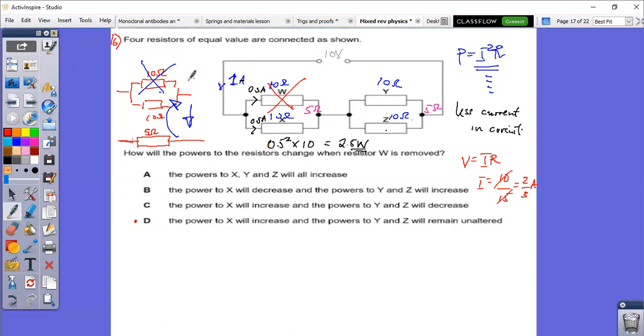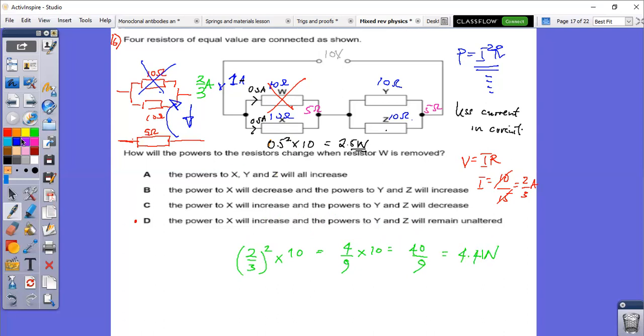So now the current has decreased, we are now at 2/3 of an amp. We're in the new situation where this has been removed. Okay. So what will the power to this guy be now? So it's 2/3 squared multiplied by my value of R. 2/3 squared is 4/9 times 10, which is 40/9. That's the power dissipated. So what does that give us then? 40 divided by 9. So we get an actual value. We are now at 4.4 watts.